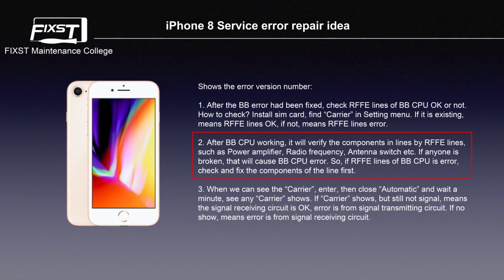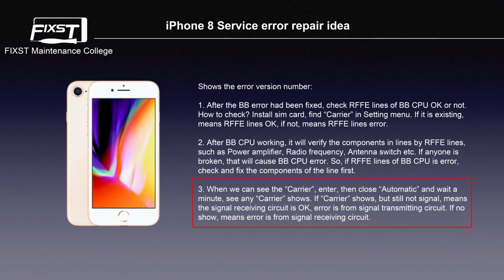2. After the BB-CPU is working, it will verify the components in the lines by RFFE lines, such as the power amplifier, radio frequency, antenna switch, etc. If any one is broken, that will cause a BB-CPU error. So, if the RFFE lines of the BB-CPU have an error, check and fix the components of the lines first.